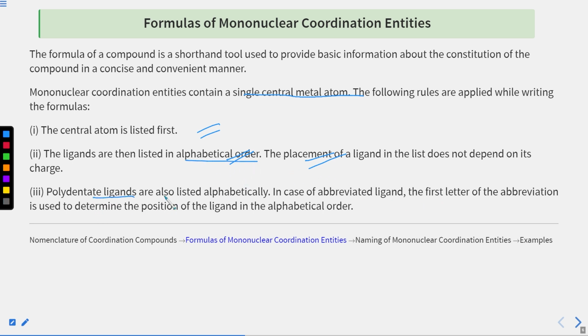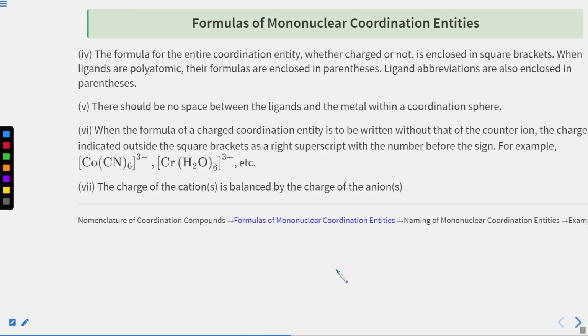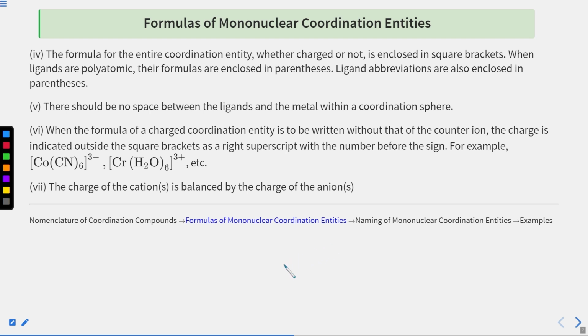For polydentate ligands, also alphabetically. In case of an abbreviated ligand, the first letter of the abbreviation is used. Abbreviated like ethylene diamine, which is abbreviated as en, or ethylene diamine tetraacetate, which has the abbreviation EDTA. In case of abbreviation, we take the first letter, say e and E in this case. Then the formula of the entire entity, whether charged or not, is enclosed in a square bracket.